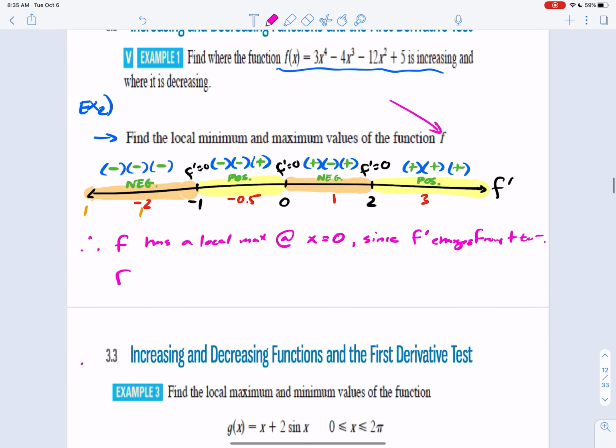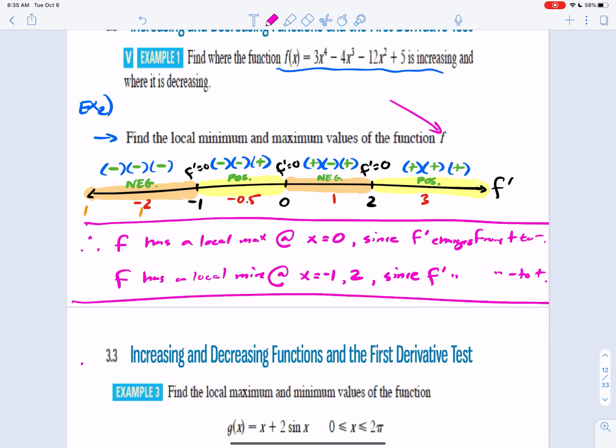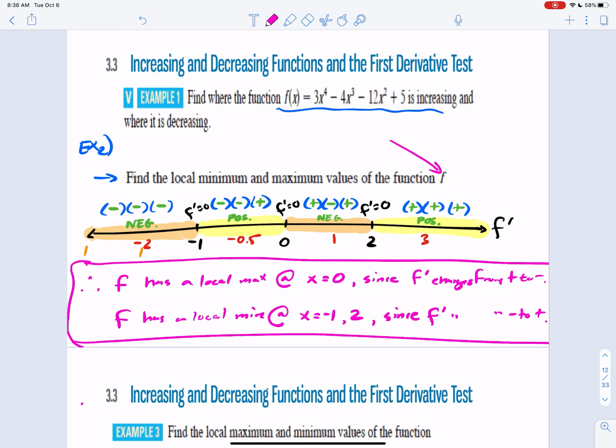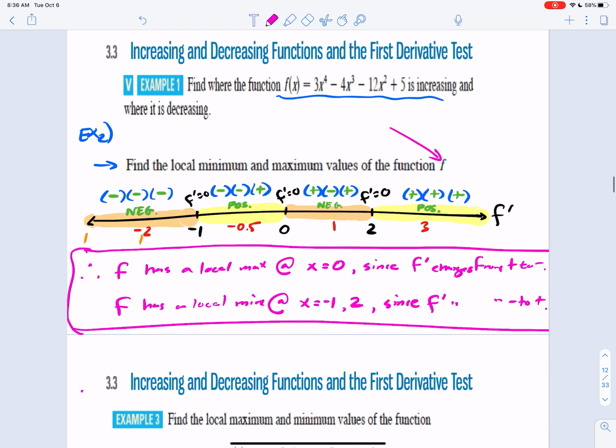All right, so here f has a local min. You could use the word relative if you want, at x equals -1, comma 2, since f prime changes from negative to positive. Okay, it's all in the conclusion, you guys. Take your time with it. Remember, be very specific. Don't use words like "it." And that's it. So it kind of builds off of the direction of the graph, okay?